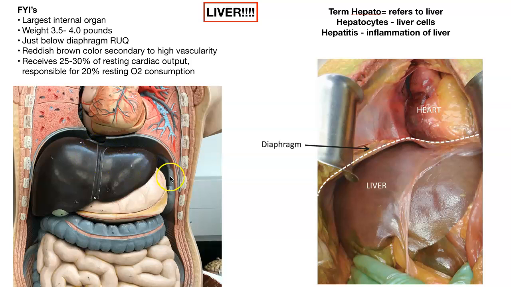It has this reddish brown color because it is so vascular. There's lots of blood flowing into this liver, and it receives 25 to 30% of your resting cardiac output. And it's responsible for 20% of your resting O2 consumption. So this organ is doing a lot of stuff for you.